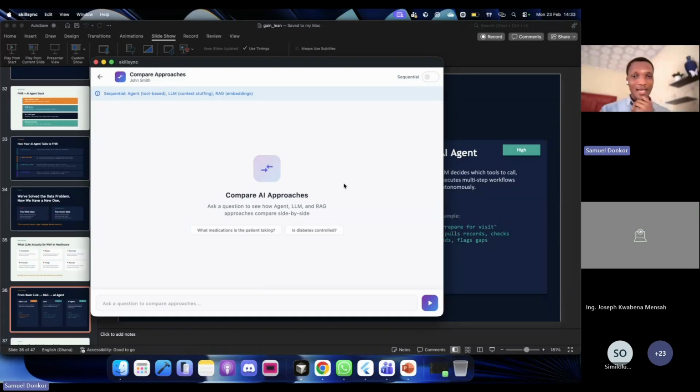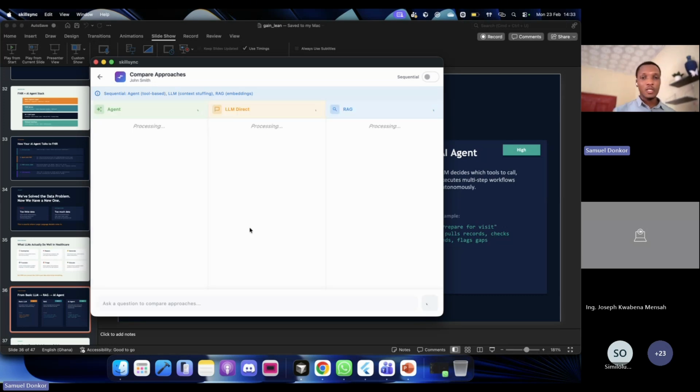What I want to do now is basically ask the same question. I'm very curious about what John's medication history is like, or the active medications they are on. So that's the question, right? Here we have an AI agent, we have an LLM, and we have a RAG approach, right? So different processes or different approaches.